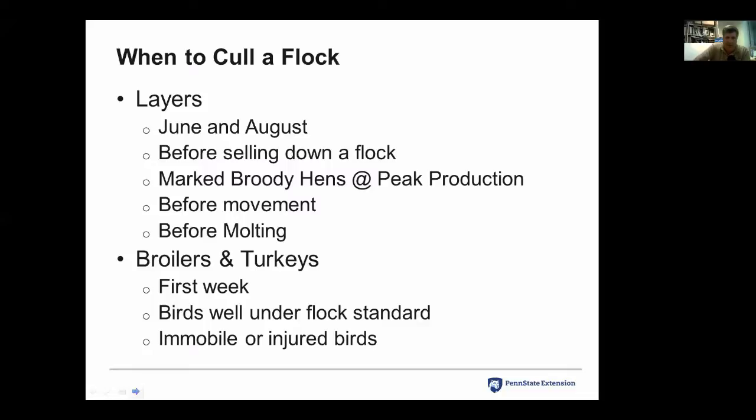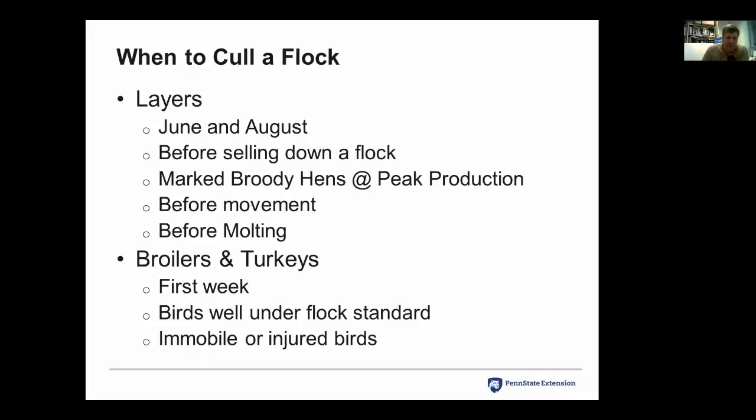And then birds that are throughout the production cycle, sometimes you will mark. I use spray paint, for example, on white feathered birds, and I will spray paint birds that I think are broody, just to see if they'll come back into production. And if they don't, after repeated visits to them, we go ahead and cull those birds.